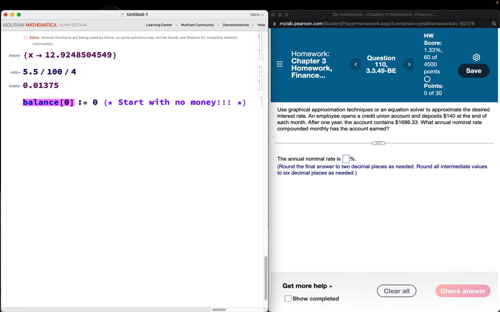Okay, start with no money. I'm going to call my function balance. You can call it whatever you want to call it. You can call it f or g or y, or you can call it BAL, B-A-L. You can call it b. Give it any name you like, okay?